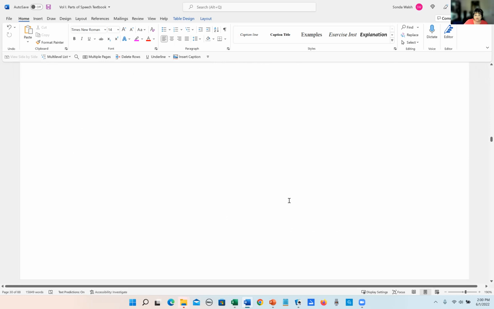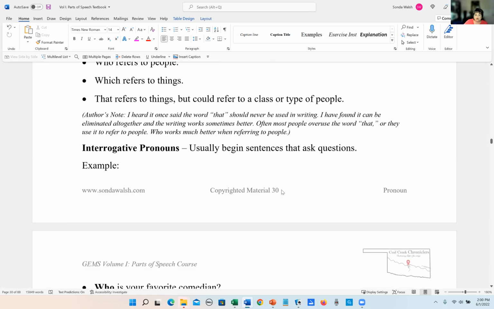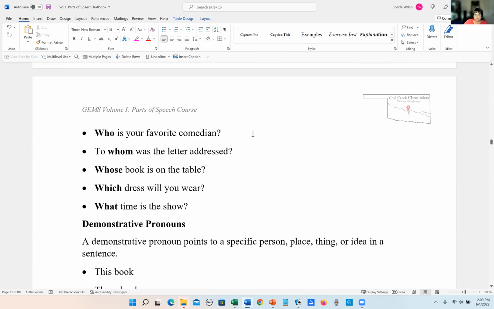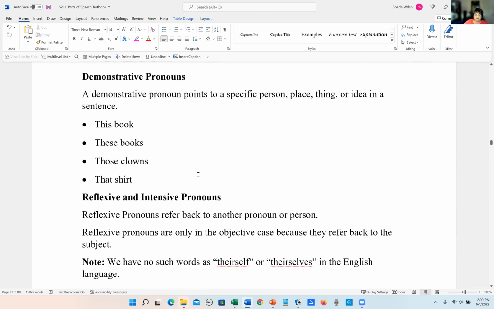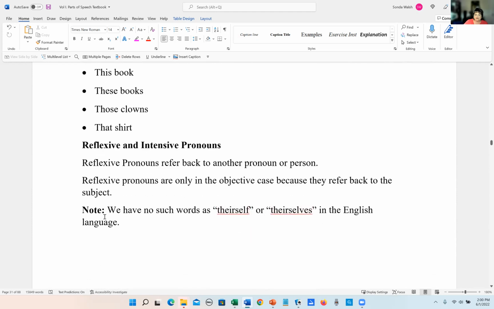All right. We talked about interrogative pronouns. Who is your favorite comedian? To whom? Demonstrative pronoun. We talked about that. Reflexive and intensive. Oh, here's a good note. We have no such word as their self and their selves in the English language. If you ever hear somebody say that, just make a note to not do that yourself because that sounds really bad.